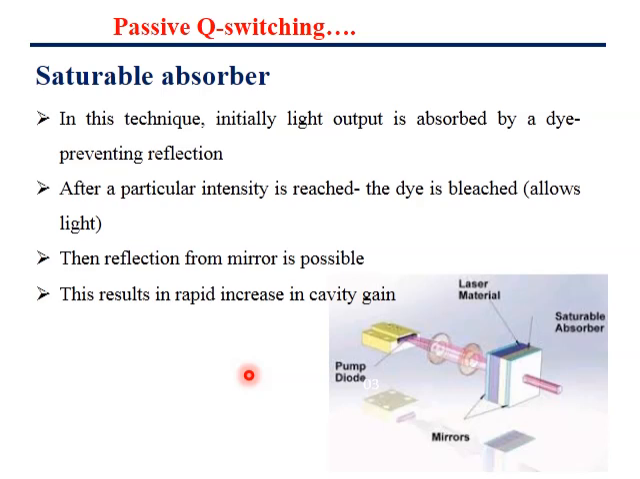Once the dye is bleached, this obviously results in a rapid increase in cavity gain, and we have what is called a Q switch laser pulse, which is of very high intensity. So this is also a very commonly used way of obtaining a Q switch laser pulse.